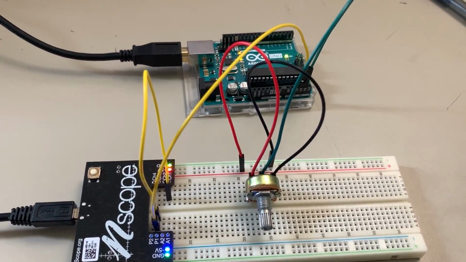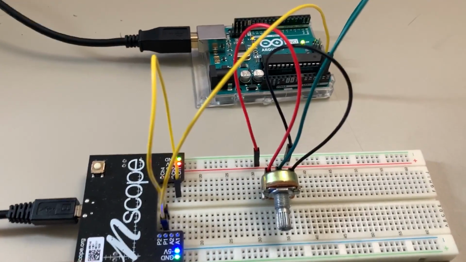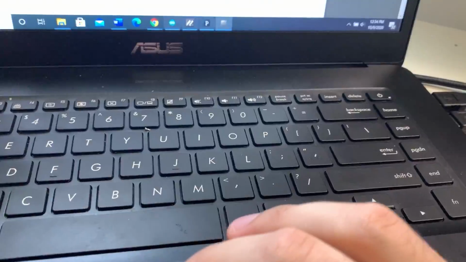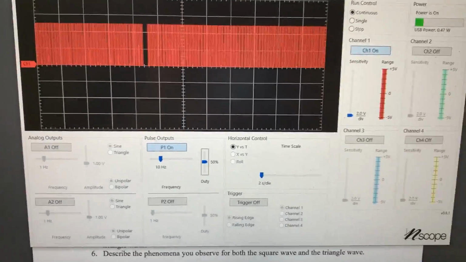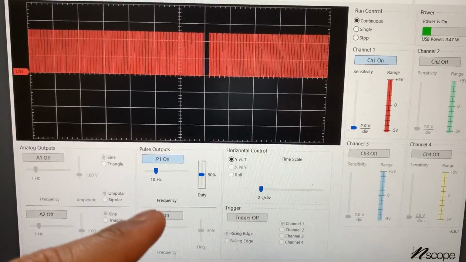This is exercise 2, and right now I'm working on the square wave. The only thing different with the circuit in this one is you change it from A1 to P1 to get pulsing. And then you go to the oscilloscope, and you turn off A1 and you turn on P1. Then you set the frequency to 10 hertz.